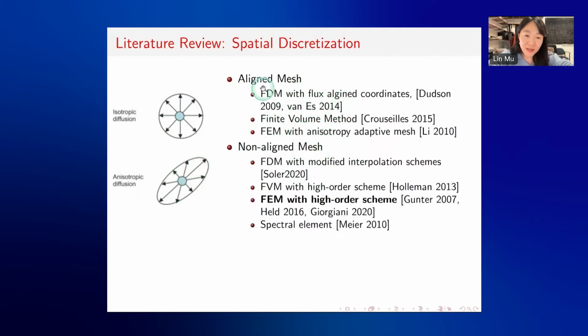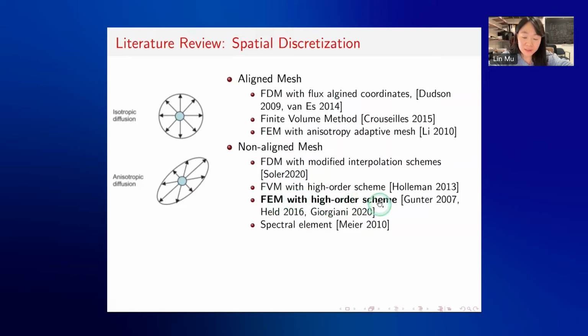Roughly, I divide the research into the aligned mesh and the non-aligned mesh. In the aligned mesh method, you can use the flux aligned coordinate in the finite difference method, or use aligned mesh in finite volume or the adaptive mesh in finite element method to resolve the numerical pollution. By using the non-aligned mesh, you can use the modified interpolation scheme in finite difference method, or use high order methods in the finite volume method, finite element method, or spectral method to get a very good numerical solution. In our method, our approach is also in this category, we will use finite element method with high order scheme.